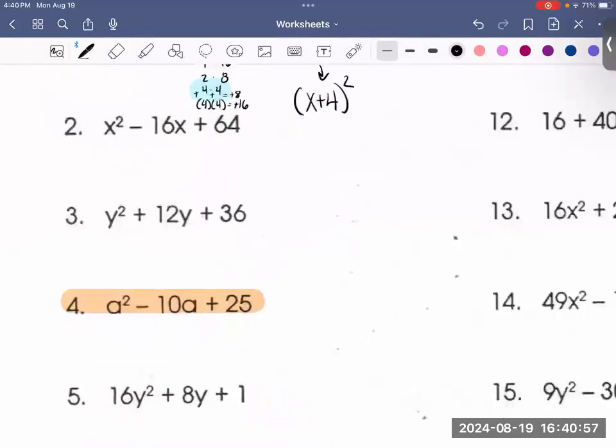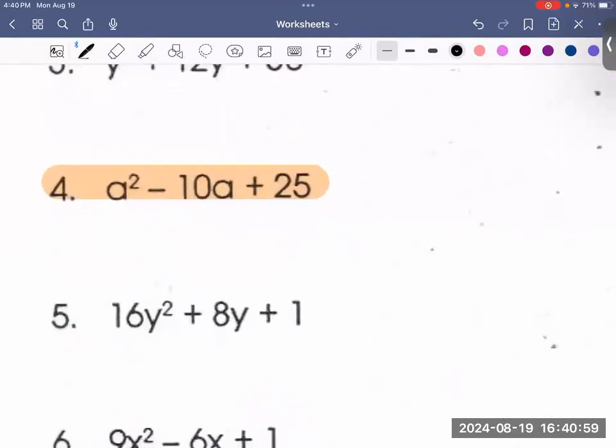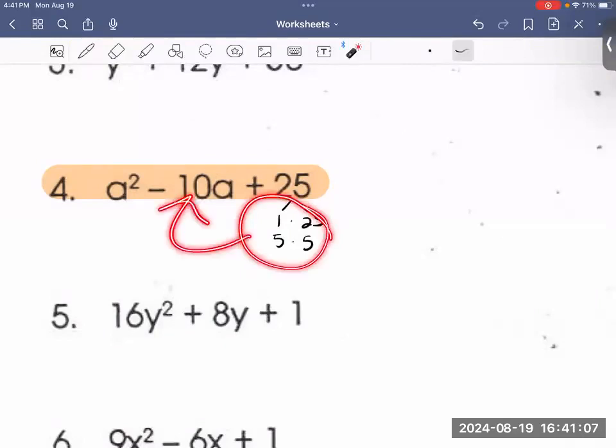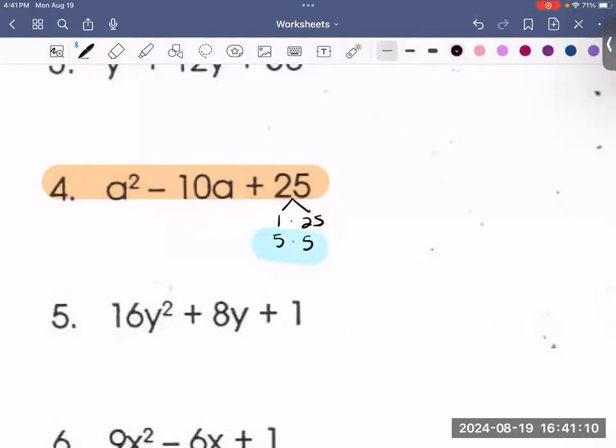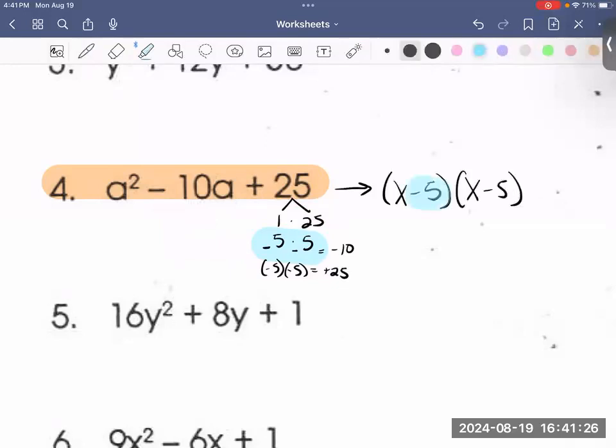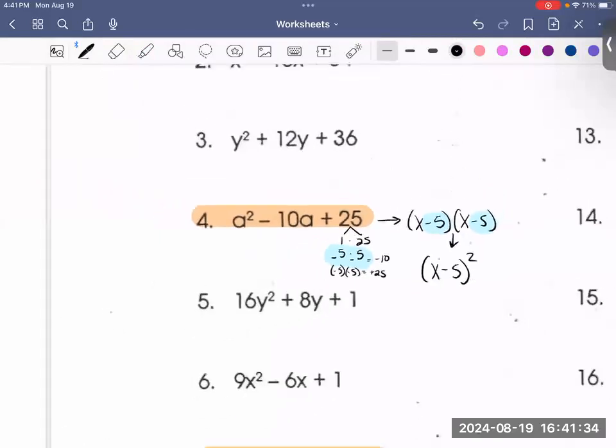Let's try it again with number 4. So 25 is 1 and 25, 5 and 5. And of these factors, how can I get to a negative 10? Well, 5 and 5 can get us to 10 as long as they are being subtracted, so it'll get us to negative 10. And when we multiply the two negatives together, they make a positive 25. So we have x minus 5 and x minus 5. There are those two minus 5s. And because they are the exact same, we can just put x minus 5 all squared.